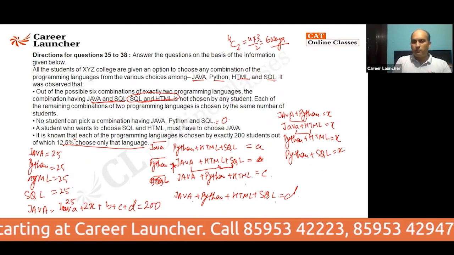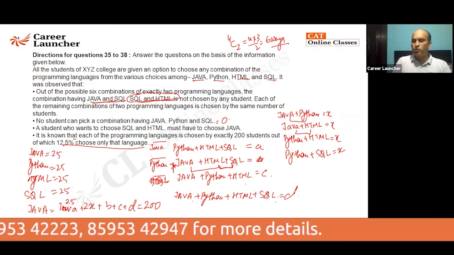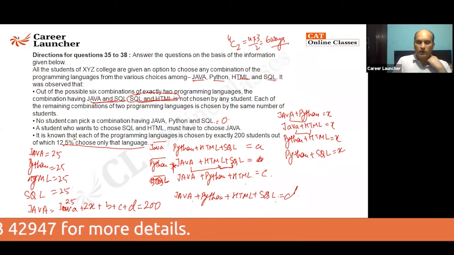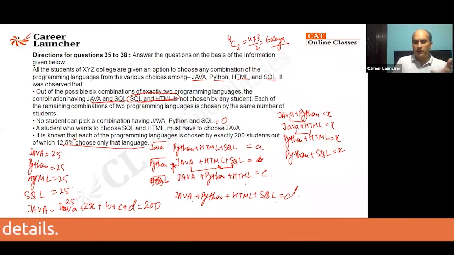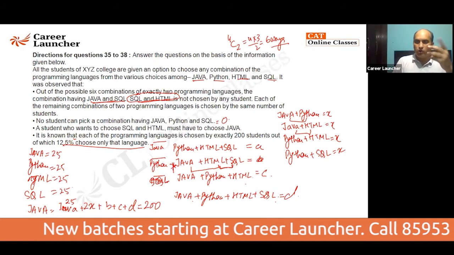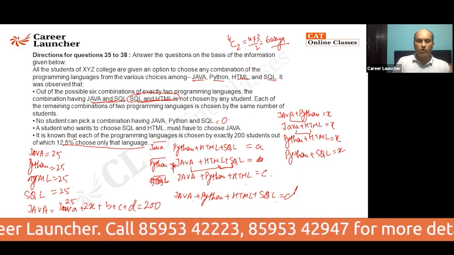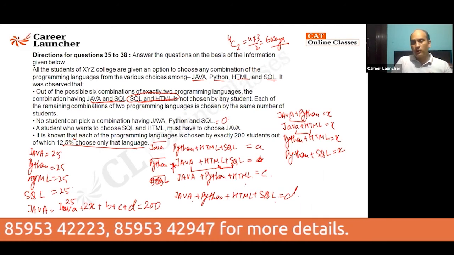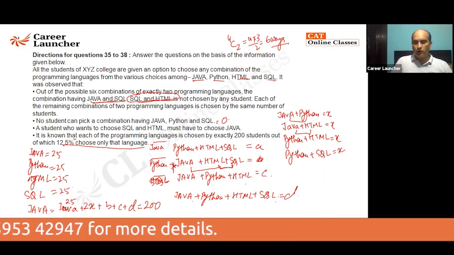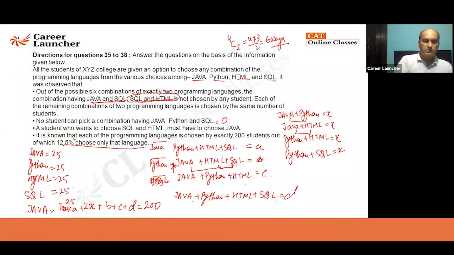Repeating it, out of the possible combinations, these were all equal. This was given: each of the remaining combinations of the 2 programming languages is chosen by the same number of students. No student can pick a combination of Java, Python and SQL. That we kept as 0. A student who wants to choose SQL and HTML has to choose Java. It is useless data, we know a combination of all three can exist. SQL plus HTML will not happen, it is given before. It is known that each of the programming languages is chosen by exactly 200 students, out of which 12.5% choose only that language. So this is coming out to be 200. Java is total 200. Java is 25 plus 2x plus B plus C plus D.